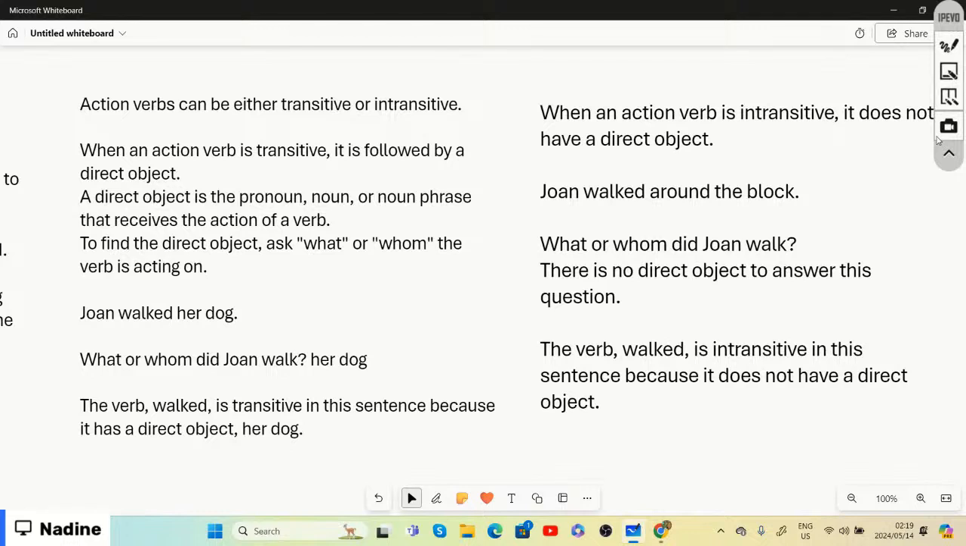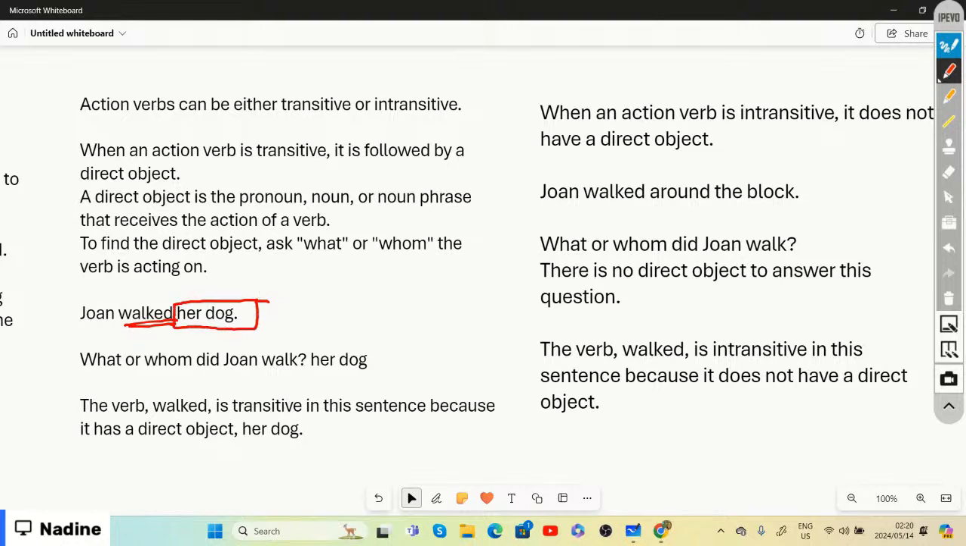For example, Joan walked her dog. If we ask ourselves, what did Joan walk or whom did Joan walk, then we can say her dog. So her dog is what or whom the verb is acting on. Which means that if we look at the transitive verb, walked is our transitive verb because it has a direct object, which is her dog, and it shows what or whom Joan walked.